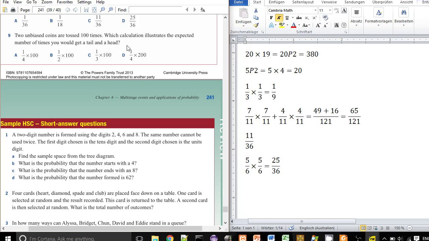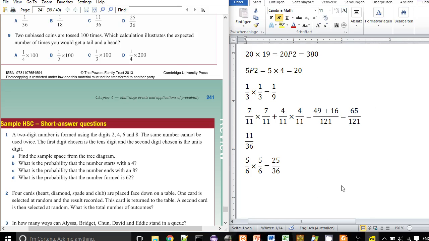A tail and a head. Oh, okay, one of each. How often will you get one of each? Well, let's imagine you've got a tree diagram. You've got heads or tails, and then you've got heads, tails, heads, tails.